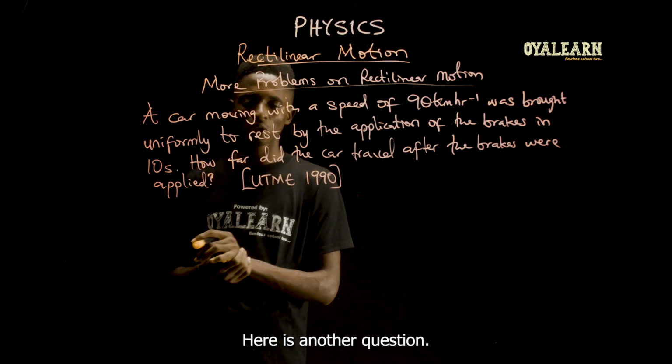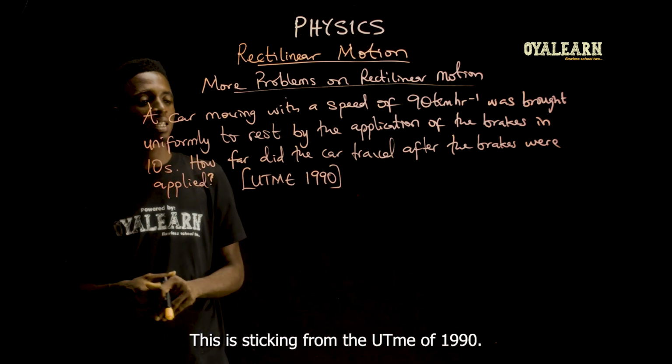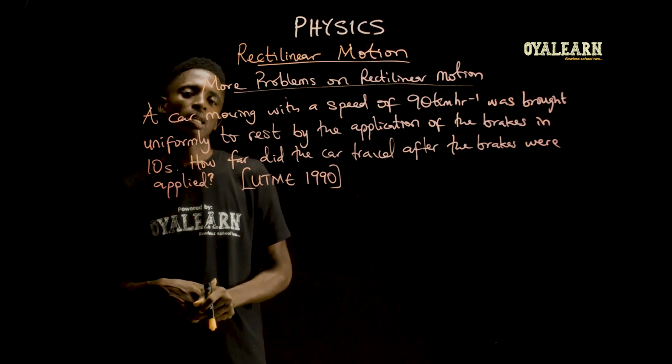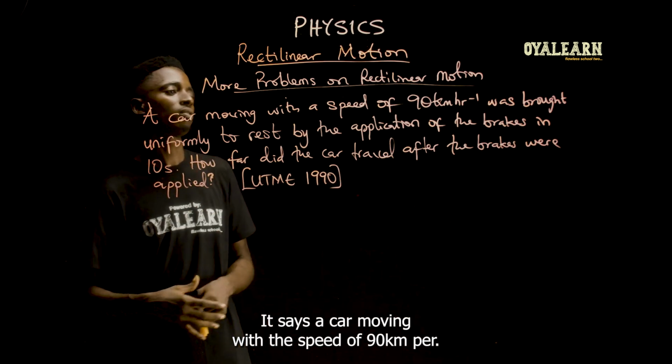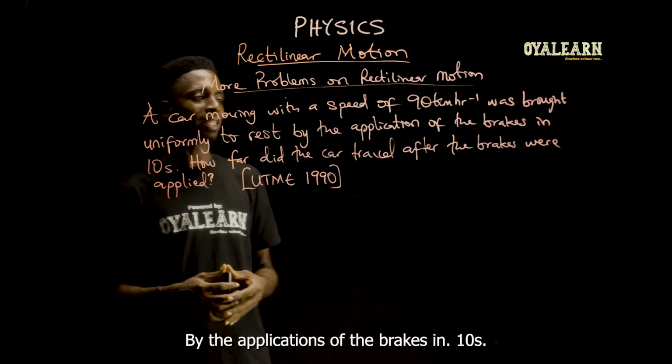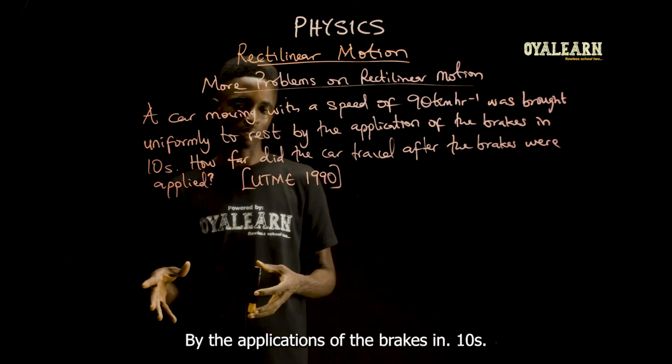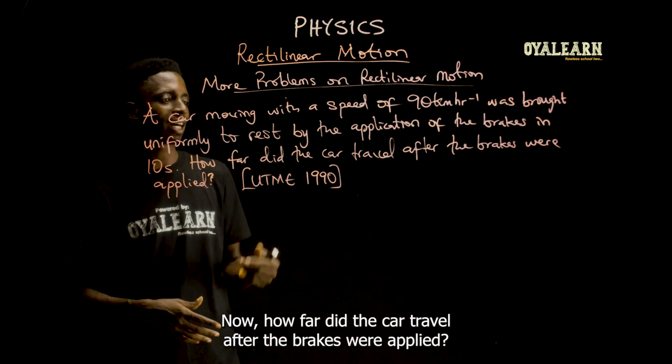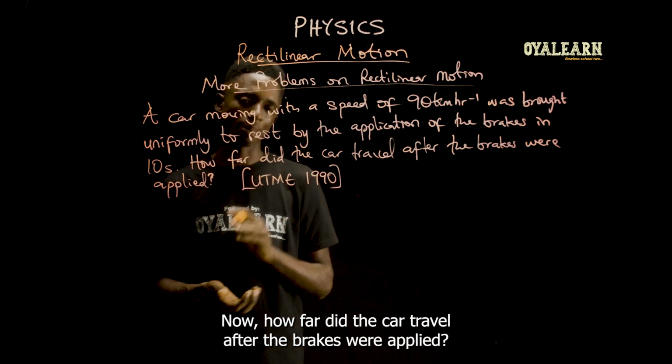Here's another question. This is taken from the UTME of 1990. It says a car moving with a speed of 90 kilometers per hour was brought uniformly to rest by the application of the brakes in 10 seconds. Now, how far did the car travel after the brakes were applied?